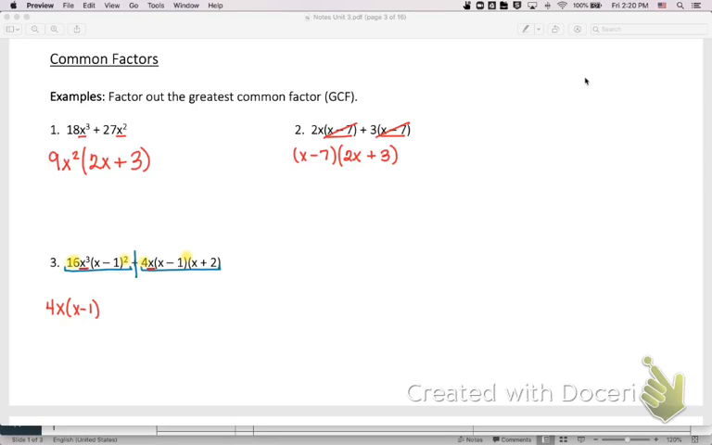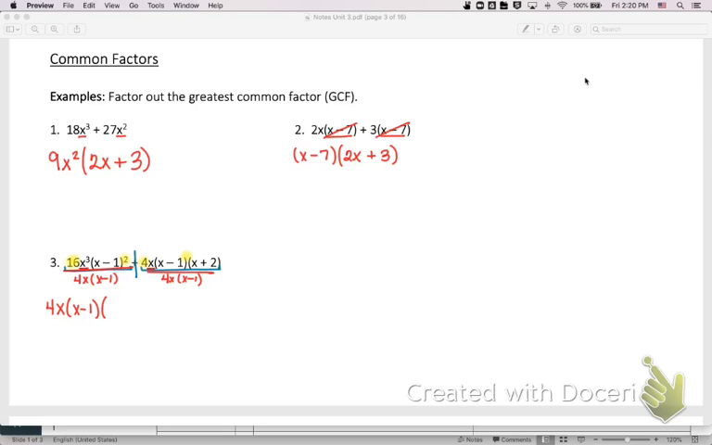So what we're going to do now is we're going to come up here to each of these terms and divide by 4x times x minus 1, because that's the GCF. We do that in our head on most problems, but sometimes it's helpful to write it out. So let's see what we have left. Work one piece at a time.